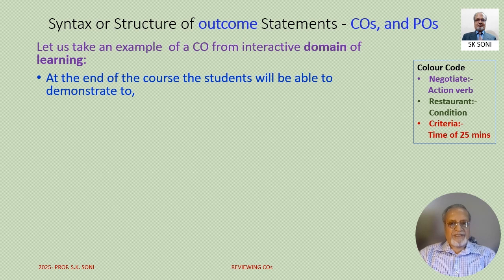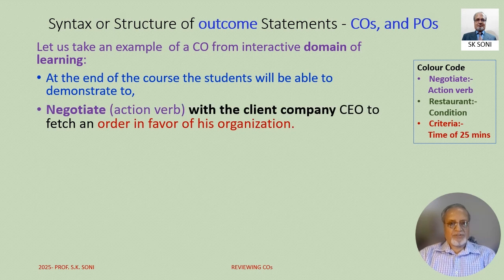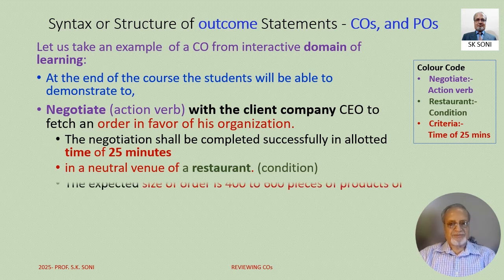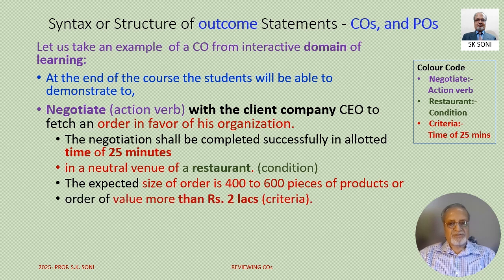The CO is: at the end of the course, the students will be able to demonstrate how to negotiate with the client company CEO to fetch an order in favor of his organization. The negotiation shall be completed successfully in the allotted time of 25 minutes in a neutral venue of a restaurant. The expected size of the order is 400 to 600 pieces and the value of the order more than rupees 2 lakhs.